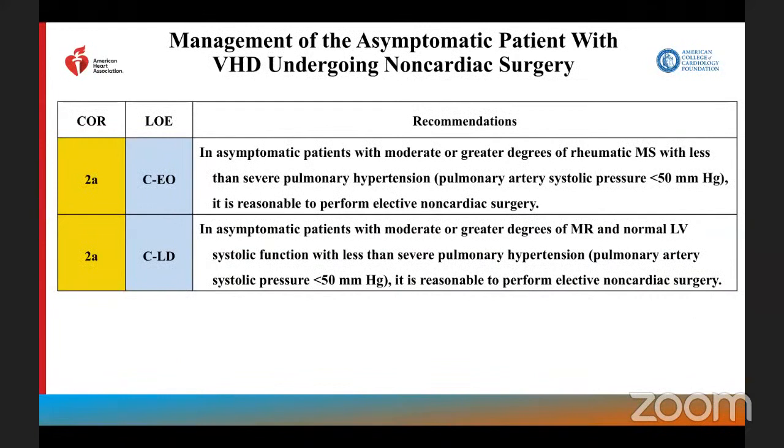And lastly, management of asymptomatic patients with valvular heart disease undergoing non-cardiac surgery. In asymptomatic patients with a moderate or greater degree of rheumatic MS with less than severe pulmonary hypertension, pulmonary artery systolic pressure less than 50, it's reasonable to perform elective non-cardiac surgery as class 2A. And in asymptomatic patients with moderate or greater degree of MR and normal LV systolic function with less than severe pulmonary hypertension, it's also reasonable to perform elective non-cardiac surgery, as a class 2A level C recommendation.